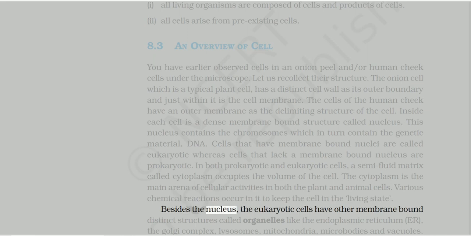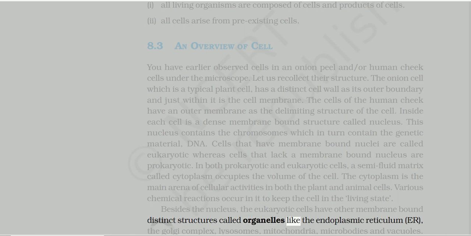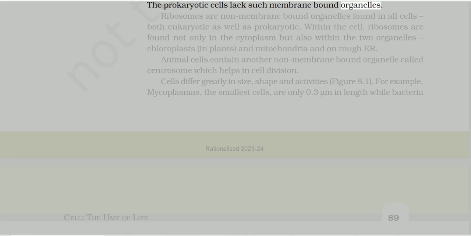Besides the nucleus, the eukaryotic cells have other membrane-bound distinct structures called organelles like the endoplasmic reticulum (ER), the Golgi complex, lysosomes, mitochondria, microbodies and vacuoles. The prokaryotic cells lack such membrane-bound organelles. Ribosomes are non-membrane-bound organelles found in all cells, both eukaryotic as well as prokaryotic. Within the cell, ribosomes are found not only in the cytoplasm but also within the two organelles, chloroplasts in plants and mitochondria, and on rough ER. Animal cells contain another non-membrane-bound organelle called centrosome, which helps in cell division.